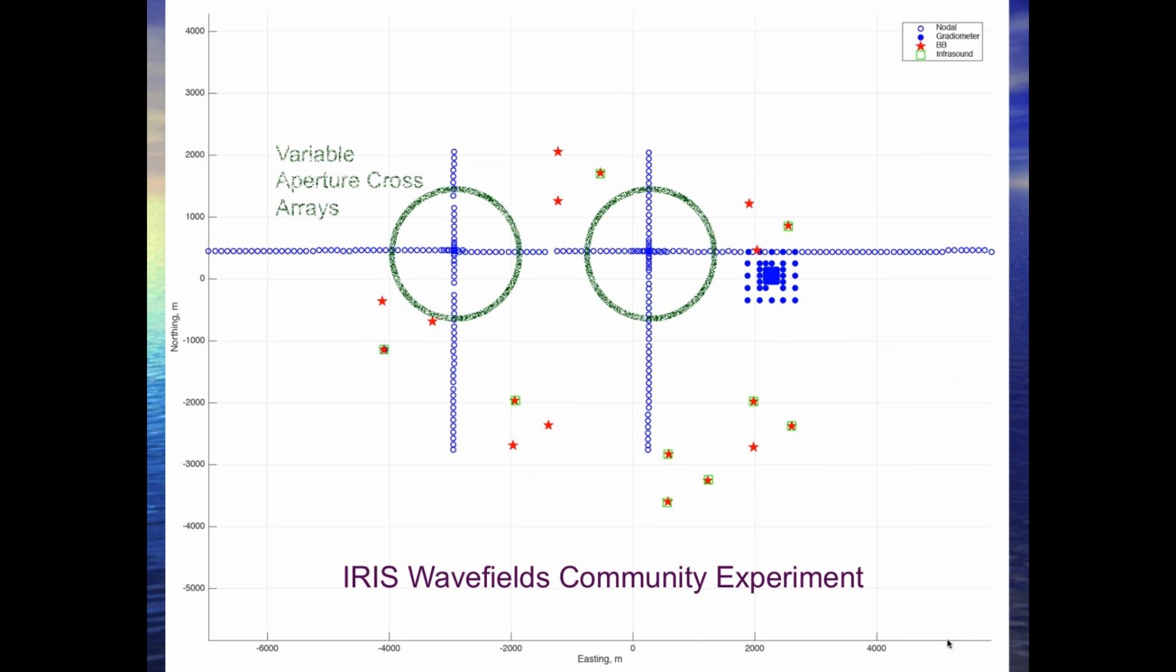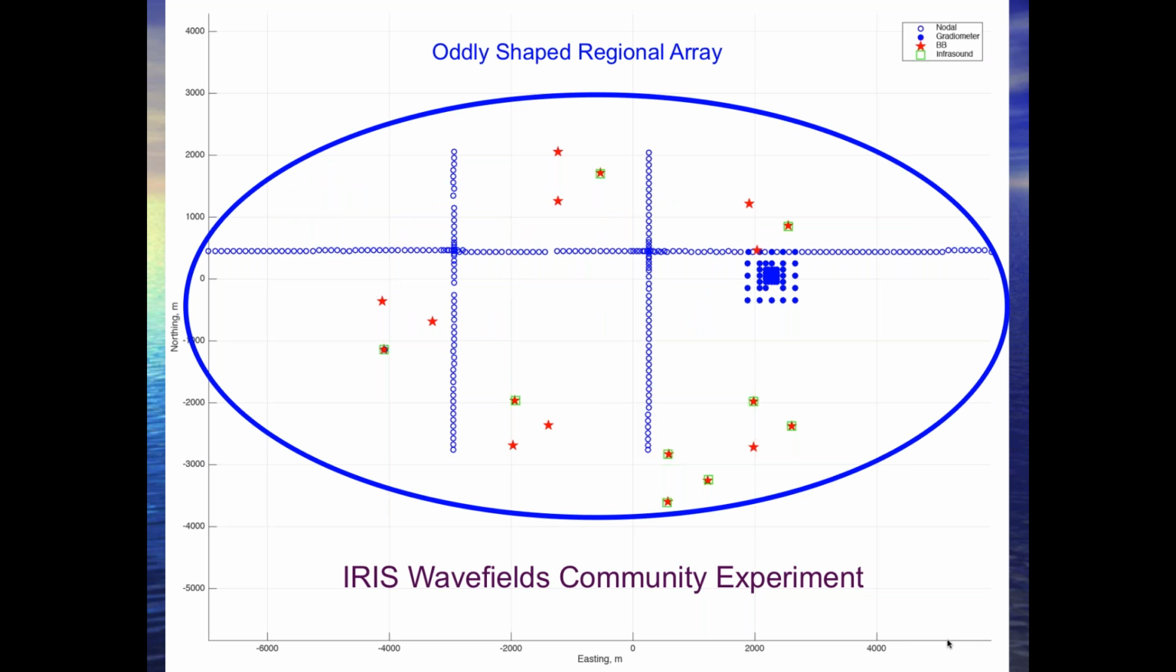During the experiment, we also had some nodal seismometers left over. So we densified the places where the two lines cross each other. And I like to call these a variable aperture cross array, which you could make the aperture as big as the experiment if you'd like, or as small as some of the smaller stations. And of course, we just heard about the whole thing, which is one really odd-shaped regional array with high frequency and broadband elements.